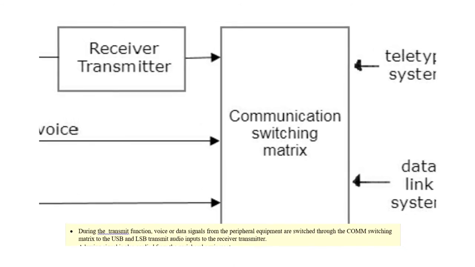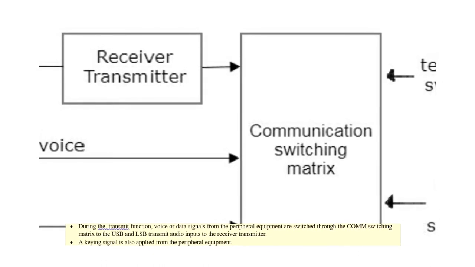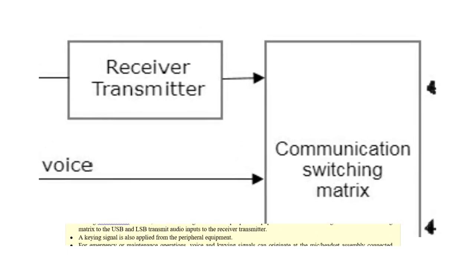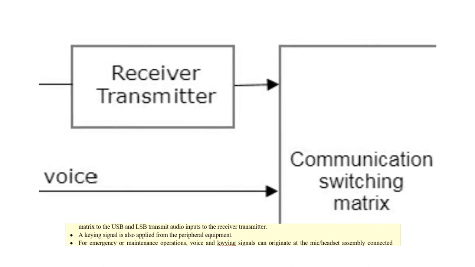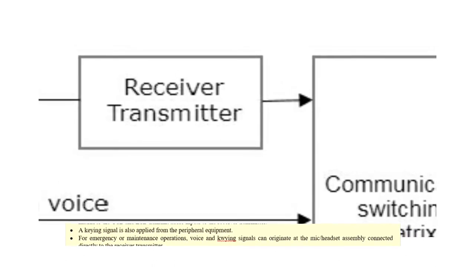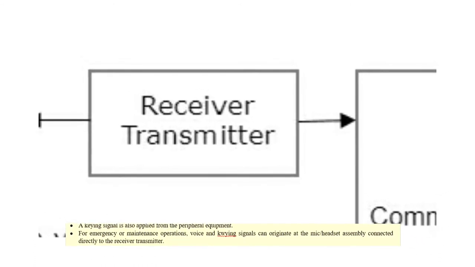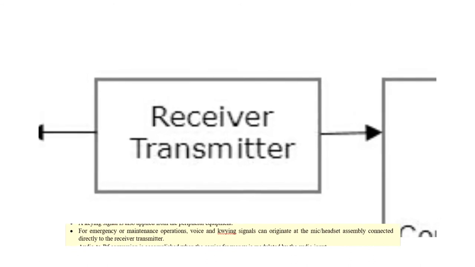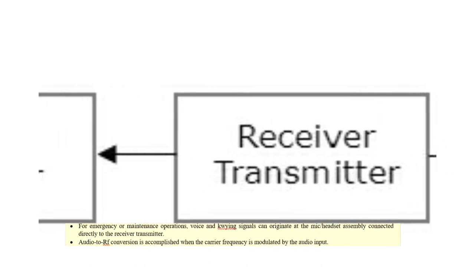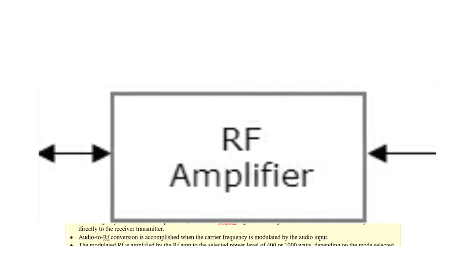During the transmit function, voice or data signals from the peripheral equipment are switched through the COM switching matrix to the USB and LSB transmit audio inputs to the receiver transmitter. A keying signal is also applied from the peripheral equipment. For emergency or maintenance operations, voice and keying signals can originate at the mic or headset assembly connected directly to the receiver transmitter. Audio to RF conversion is accomplished when the carrier frequency is modulated by the audio input.